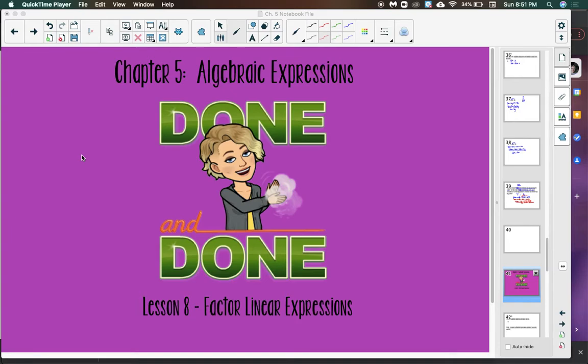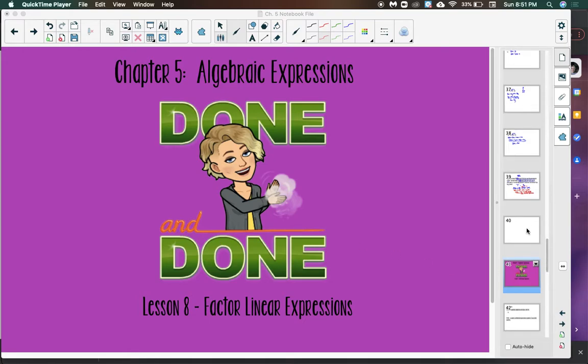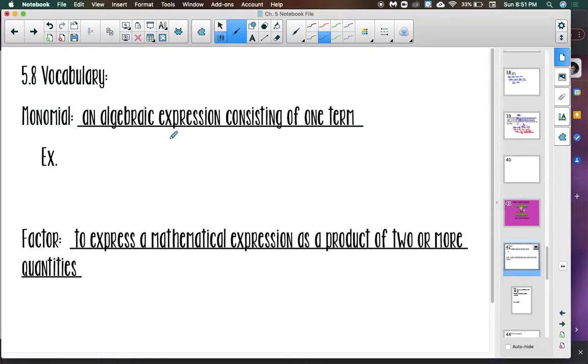Okay, we have made it to the end of chapter 5. This is our last lesson, lesson 8, and this lesson is all about factoring. So this is called factor linear expressions. Let's get started. We're going to start with a little bit of vocab.